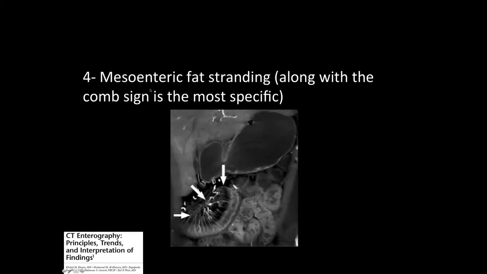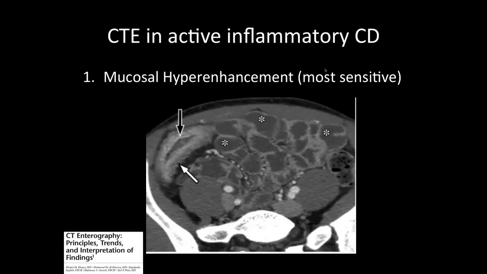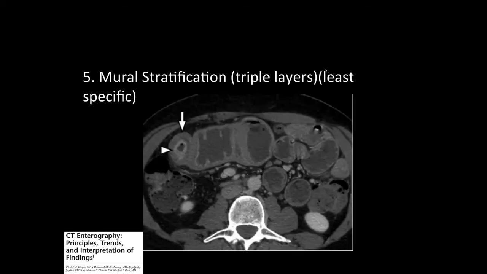And when the comb sign is combined with the mesenteric fat stranding, this is the most specific. So the most sensitive is the mucosal hyperenhancement. The most specific is the combination between the comb sign and the mesenteric fat stranding.